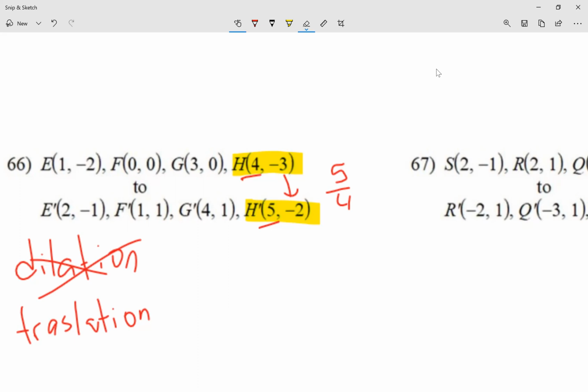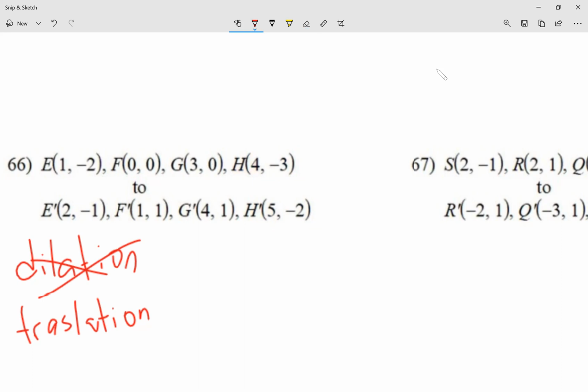So now by elimination, right? I was looking at the 4 possible cases. I know it's not rotation. I know it's not reflection. I know it's not dilation. So the only thing I have left is translation. Okay, I know for translation I have to add or subtract.